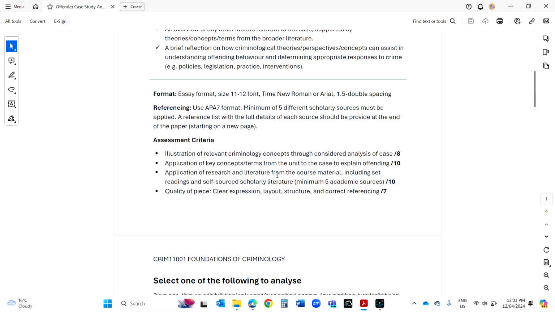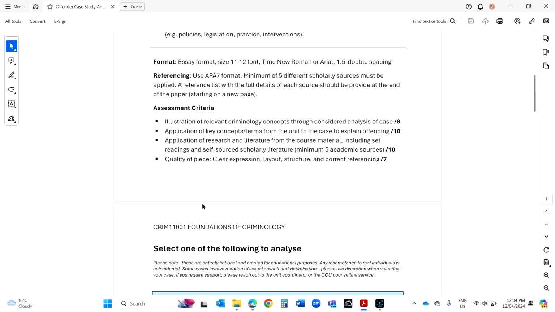The application of research and literature from the course material, set readings, but also self-sourced scholarly literature, a minimum of 5 academic sources, is worth 10 marks. So I really want to see that you are able to go out and find scholarly references and that you're able to cite those throughout your work. And then the quality of the piece is worth 7 marks. So that's your writing, your expression, the quality of the structure, the presentation, the layout, and have you referenced correctly.